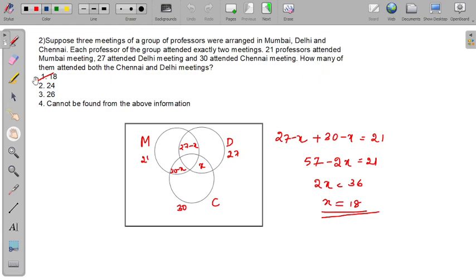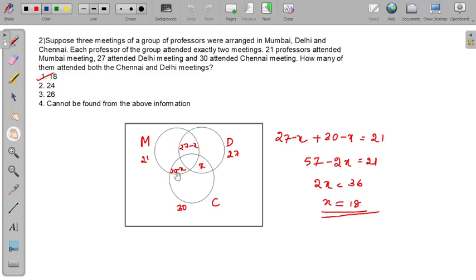Now 21 professors attended Mumbai meeting, 27 attended Delhi meeting and 30 attended Chennai meeting. How many of them attended both Chennai and Delhi meetings? So I'm taking both Chennai and Delhi meetings as X. So this value must be 30 minus X because total attendees in Chennai meeting is 30. Now here also I had taken X. So the total attendees in Chennai and Delhi meeting is 27 minus X. Now you can choose 21 minus X also, up to you. I have chosen 27 minus X.